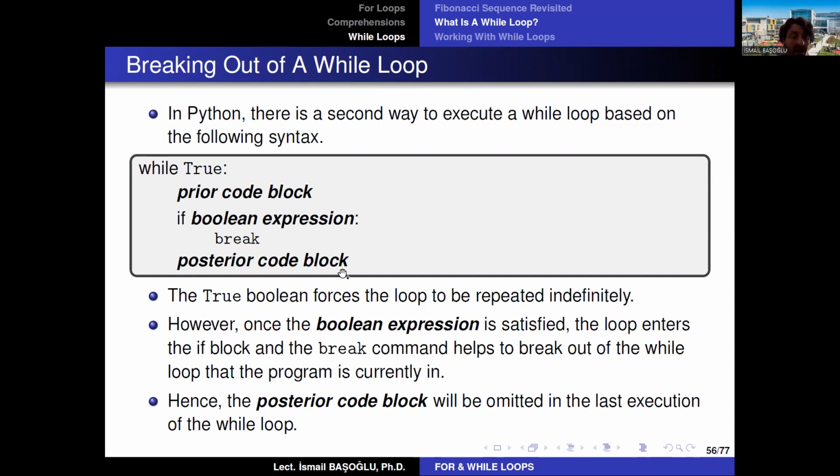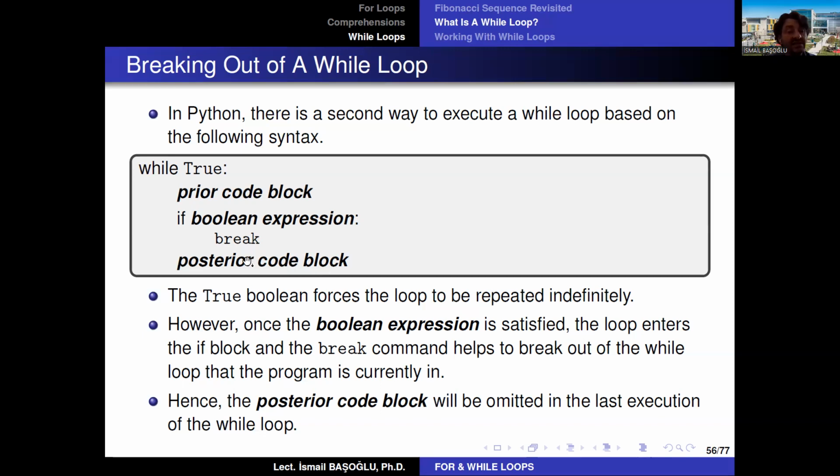Okay. Now, in its first repetition, if we cannot break out of the while loop, both prior and posterior code blocks will be executed. In its second repetition, if the break cannot break us out of the while loop, if the Boolean expression is not satisfied, again, the prior and the posterior code blocks will be repeated.